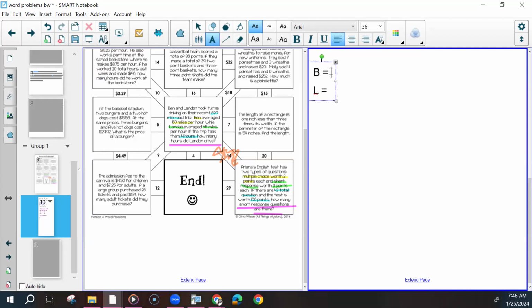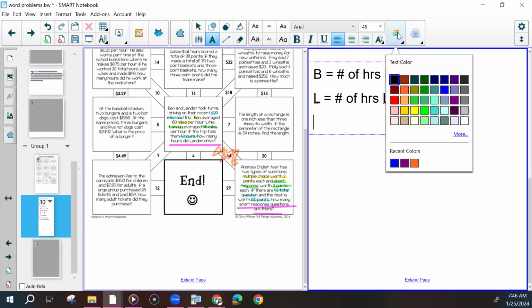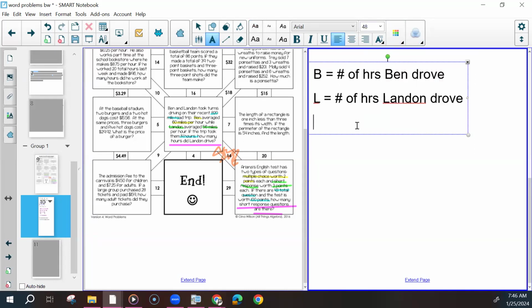We know the number of miles. Hours. How many hours each one drove? So number of hours Ben drove and number of hours Landon drove. I'm just gonna copy them out. Right, then we need two equations. We are given again four numbers. One of the totals is out of place. How would we set up one of those equations?